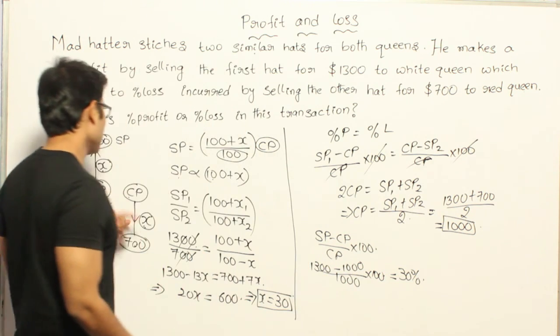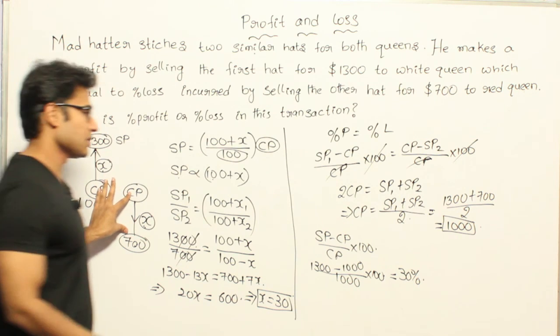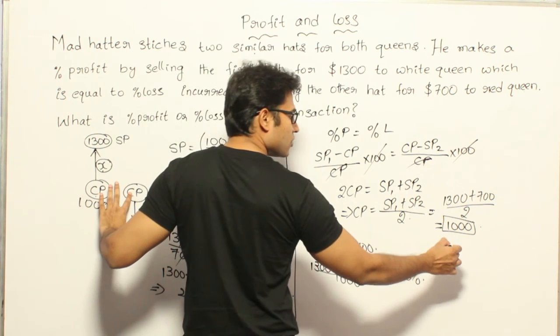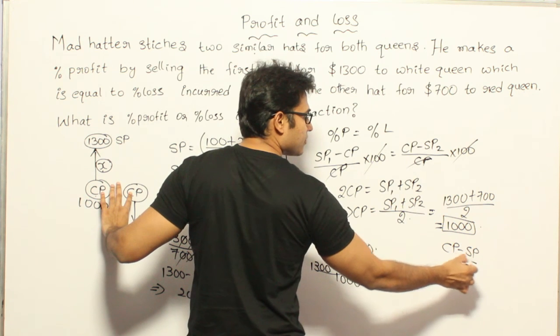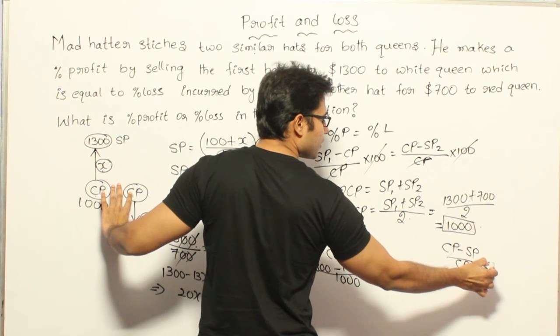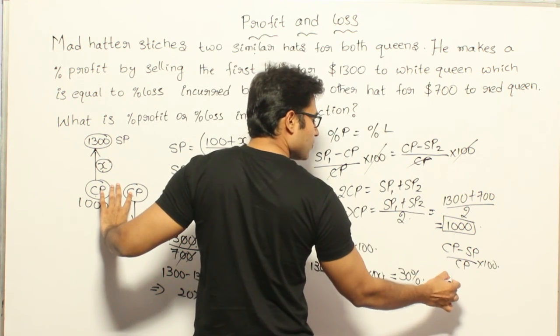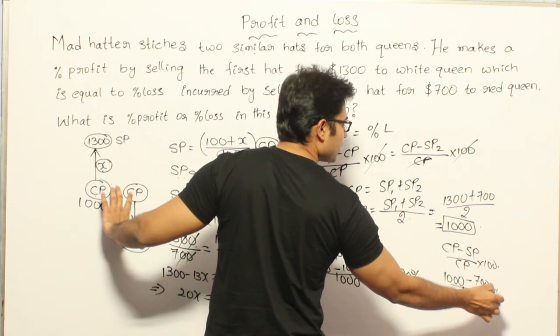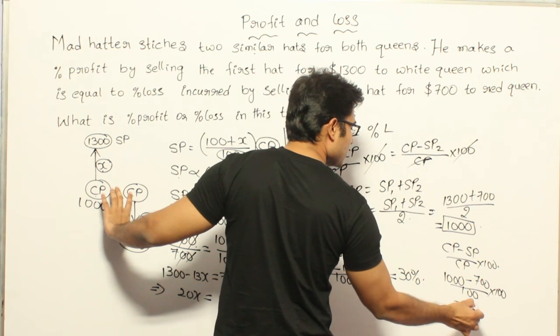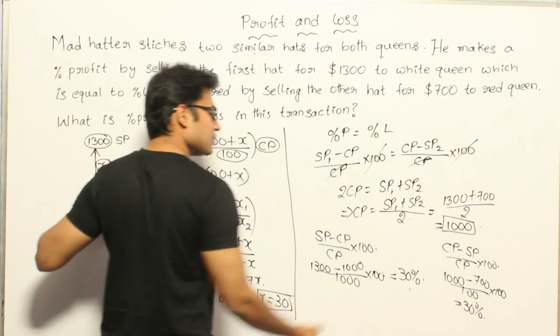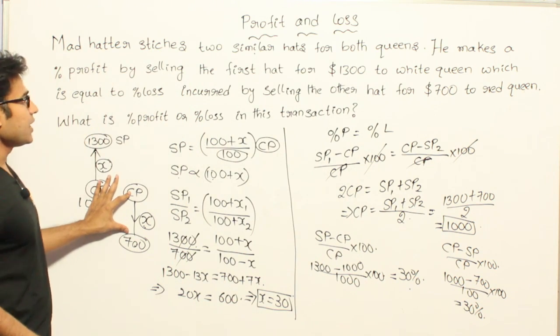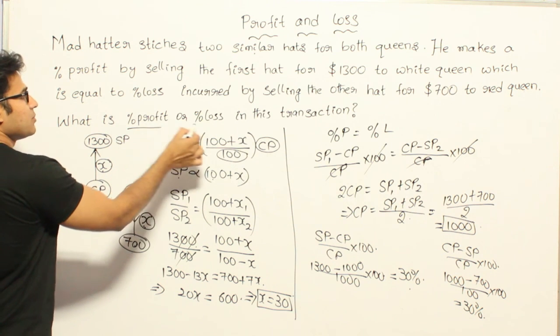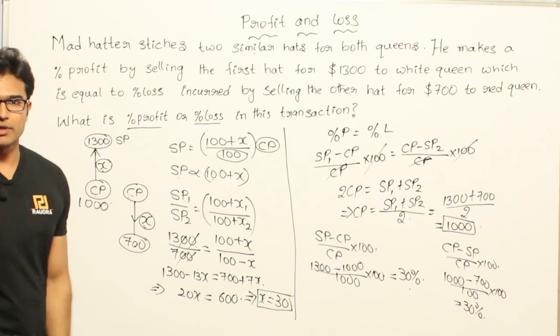Similarly, if you use the other one, you should get the same thing. The loss percent is (cost price minus selling price) divided by cost price into 100, so (1000 minus 700) divided by 1000 into 100. Again you get 30%. In one case it is a 30% loss, and in the other it is a 30% profit. They asked us the profit percent or the loss percent, so we got the answer.